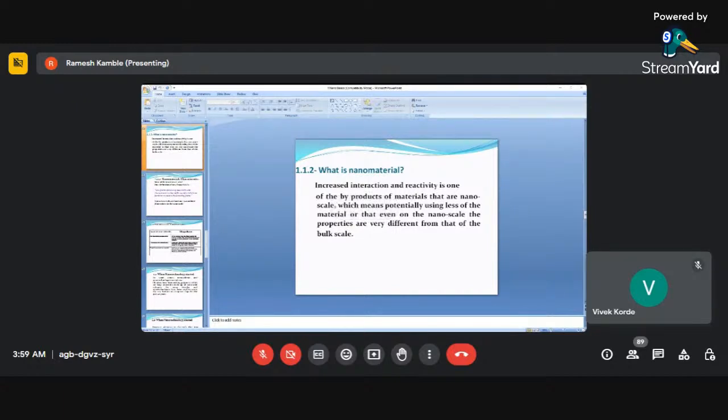However, advances in the tools that now allow atoms.